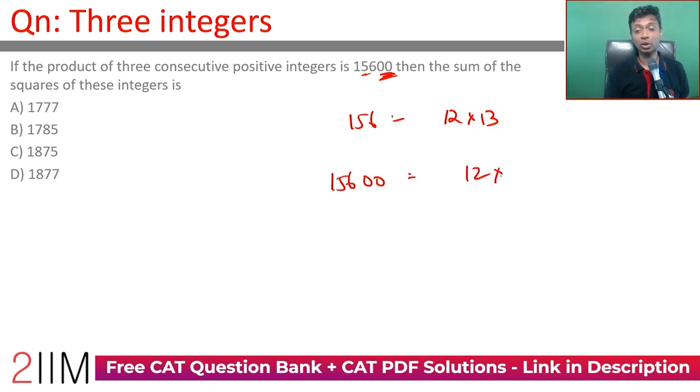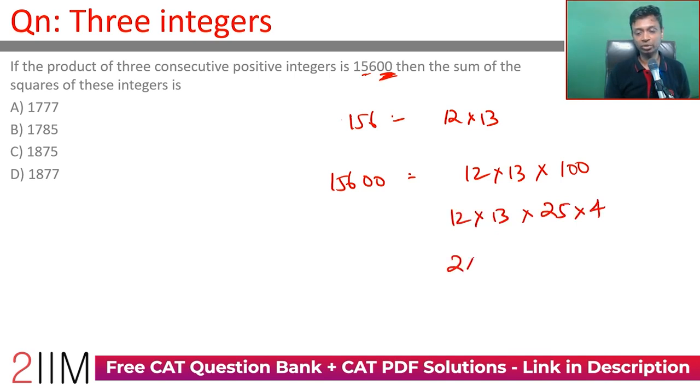15600 is 12 into 13 into 100. You have 100 sitting here, so there are two zeros that need to come. So we need to have two 5s and even numbers. Two 5s can come. There's a 25 sitting there, because the two numbers cannot be multiples of 5 in three consecutive integers. I'm going to write this as 25 into 4 into 12 into 13.